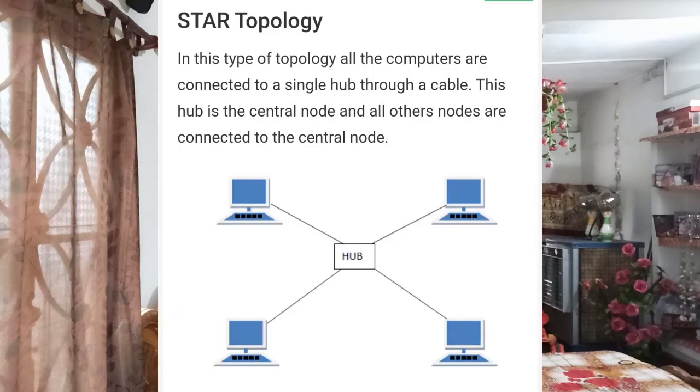Now we have to learn star topology. This is one of the important topologies for exam purposes also. In star topology, all the computers are connected to a central node or hub through a cable. So we can say that the central hub is known as the central node, and all the nodes are connected to that central node. As you see on the screen, there is a single hub and all the computers are individually connected to the central node with their own dedicated links.